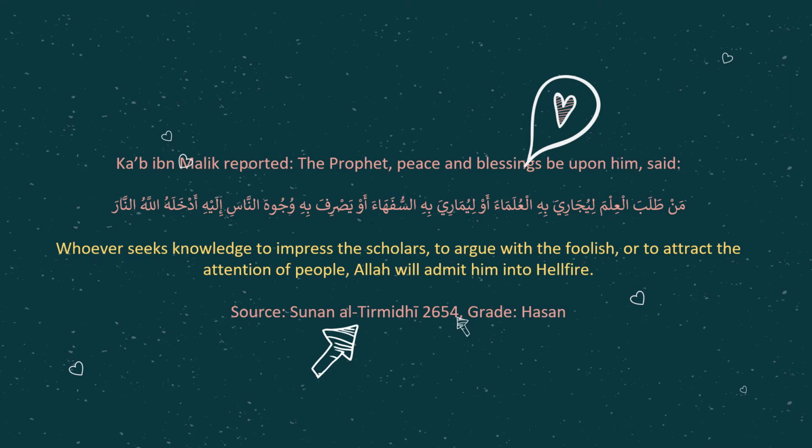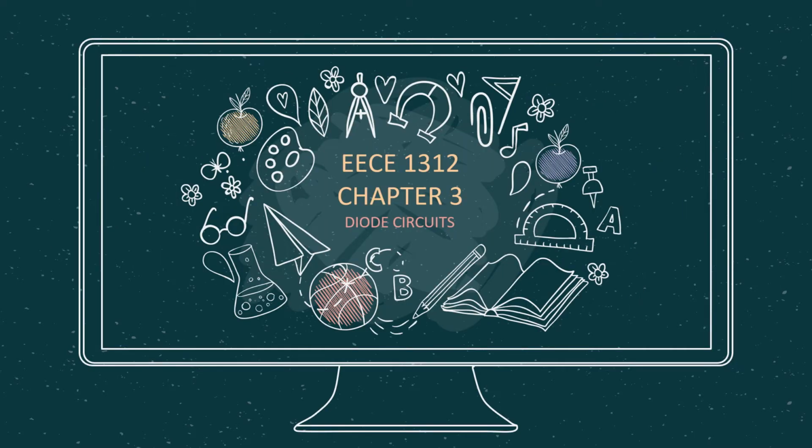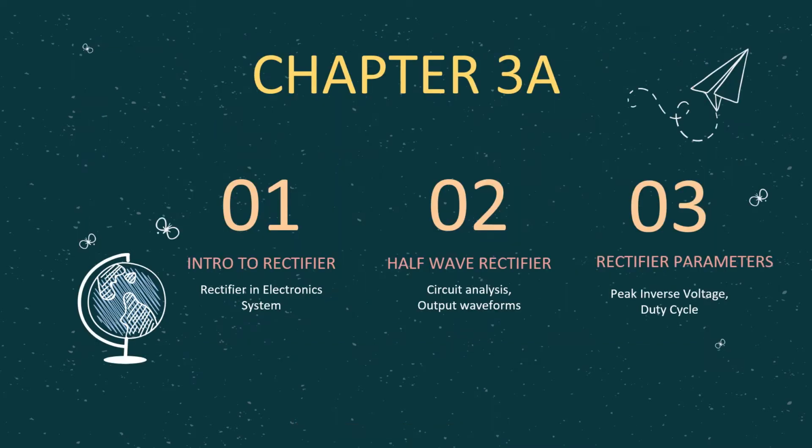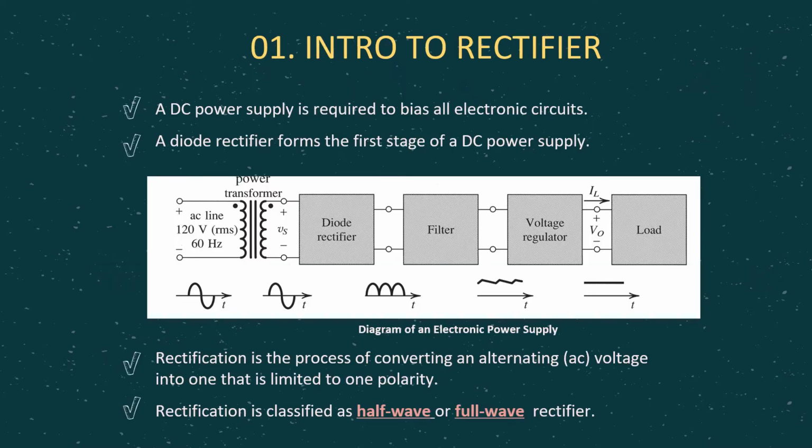Okay, now we come to chapter 3, which is on diode circuits. This video covers chapter 3a, which has 3 subtopics. The first one is introduction to rectifier and half-wave rectifier, as well as rectifier parameters. Okay, now we come to the first subtopic, which is introduction to rectifier.